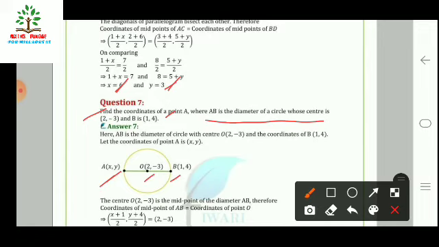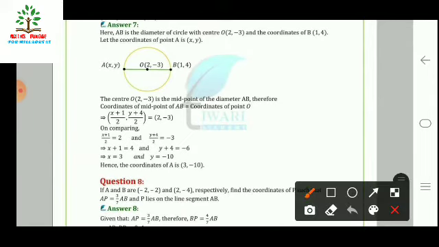Now since this is the diameter and this is the center, as we know the center is the midpoint of the diameter. So using this property, we have written that the center O, 2, minus 3 is the midpoint of the diameter AB. Therefore the coordinates of the midpoint of AB is equal to the coordinates of point O, that is the center. So x plus 1 upon 2, y plus 4 upon 2 is equal to 2, minus 3. On comparing, x plus 1 upon 2 is equal to 2 and y plus 4 upon 2 is equal to minus 3. On solving the equations, we have x is equal to 3 and y is equal to minus 10. So hence the coordinates of A are 3, minus 10.